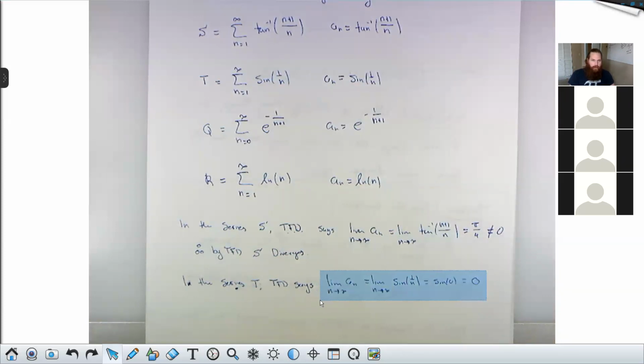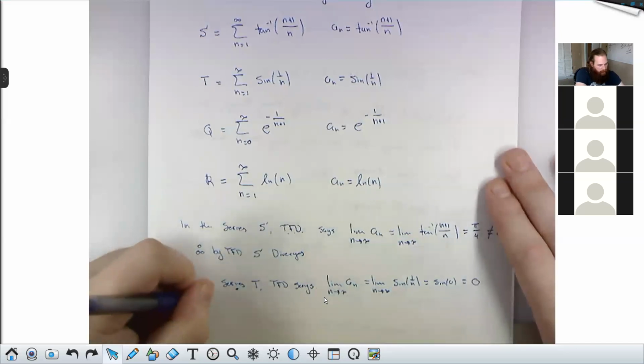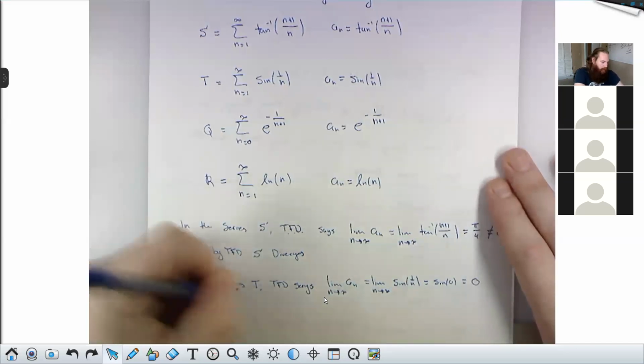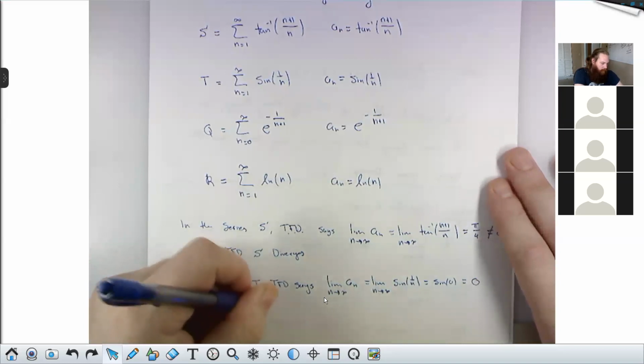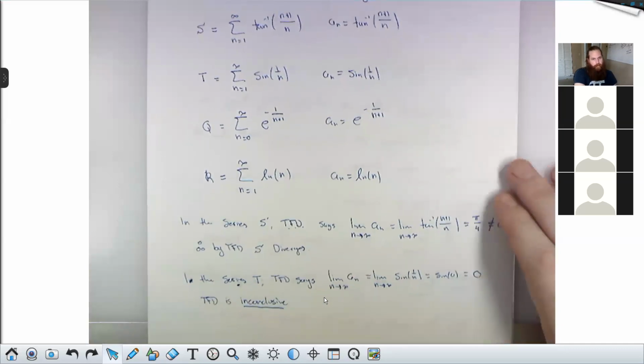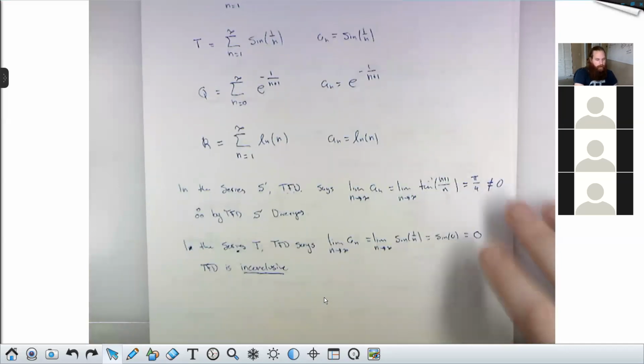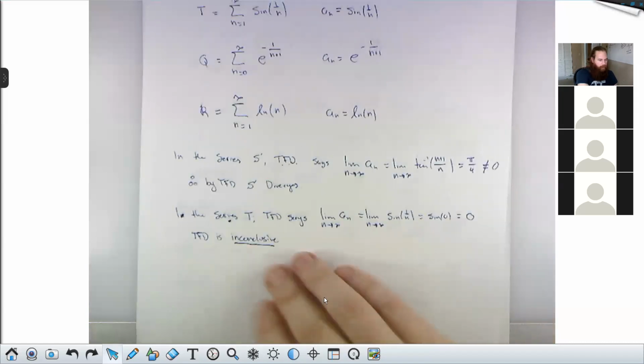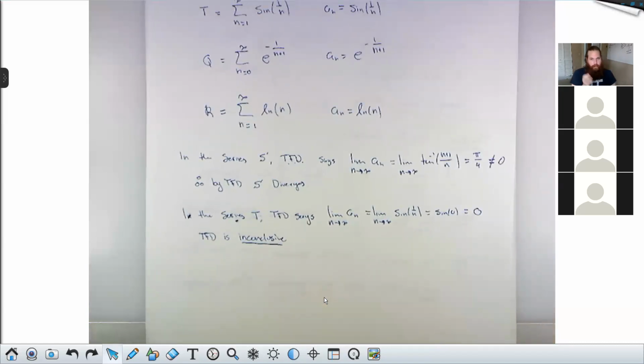Remember what TFD says. TFD says if the limit of the ANs is not 0, then the series diverges. But it doesn't say anything about the limit of AN being 0. So here, TFD is inconclusive. Right, we cannot conclude that the series converges. TFD says nothing if the limit of the ANs is 0. It just says if the limit is not 0, then the series automatically diverges.